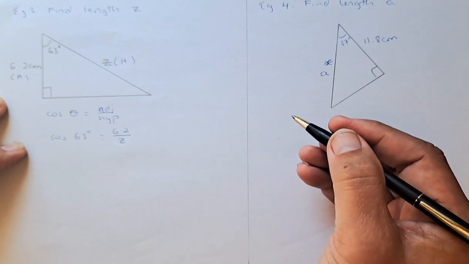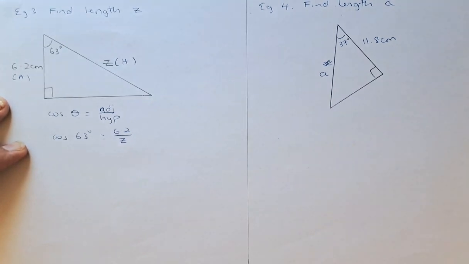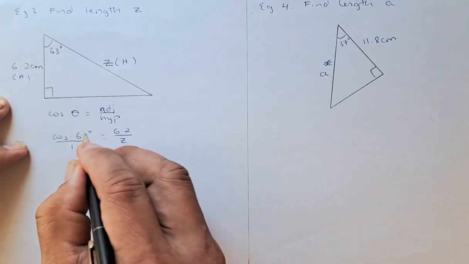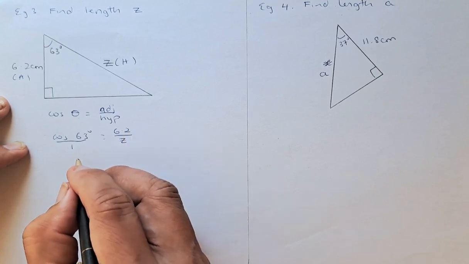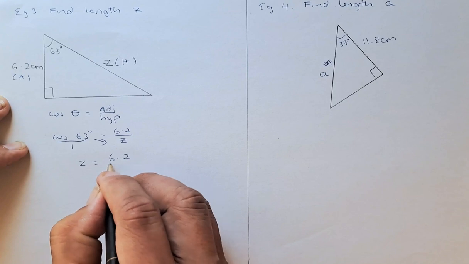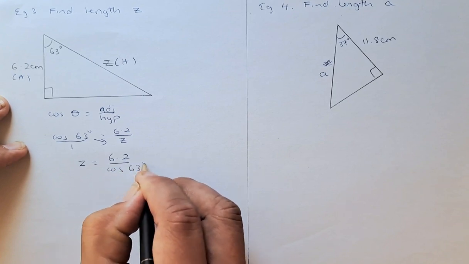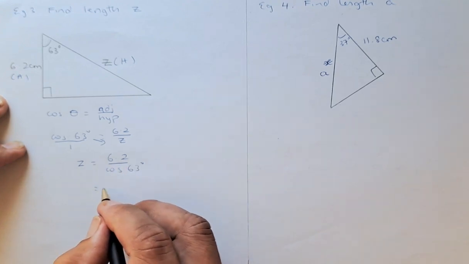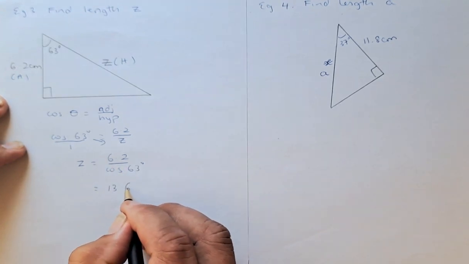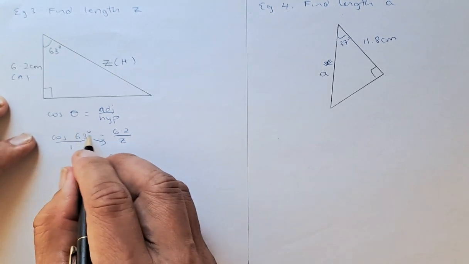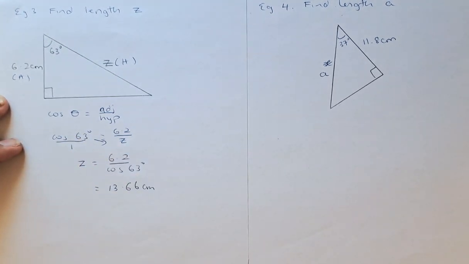Now z is at the bottom. You can't multiply by z. So the simplest way to do it is I'm going to teach you a trick. The cos multiplies over 1, so z goes up and 1 goes down, so you swap places. z equals 6.2 divided by cos 63. Put it in your calculator and the answer is 13.66 centimeters. So when z is at the bottom, you swap places with the cosine and this will work perfectly well.